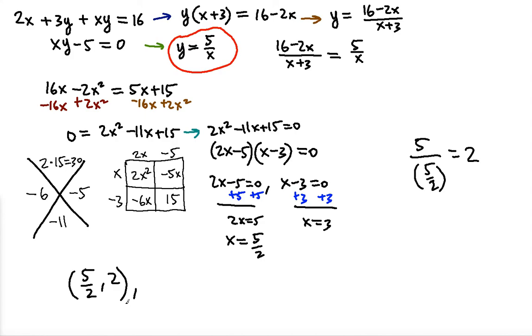And then the second solution, so I'm going to write these solutions so you know. The second solution is what? Checking 3 for the x into this equation, 5 over 3, right? That's straightforward. So these are your solutions that we found for the system of nonlinear equations.